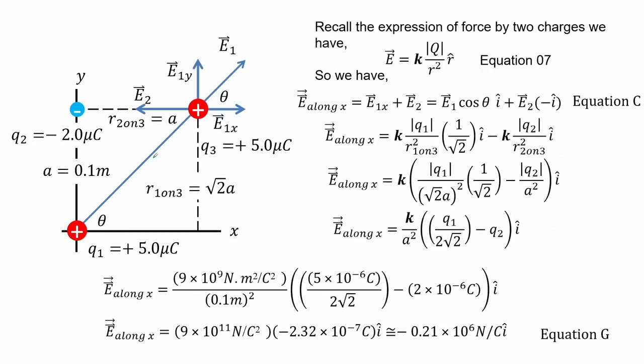Recall the expression of the electric field by two charges. We have equation 7. So we have for the field along x, which is the sum of the components from field 1 and field 2. We get that the sum of the field is a negative value that suggests that it favors going in the negative direction along the x-axis as indicated by equation G.